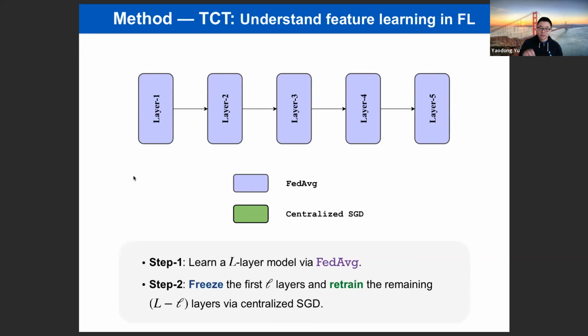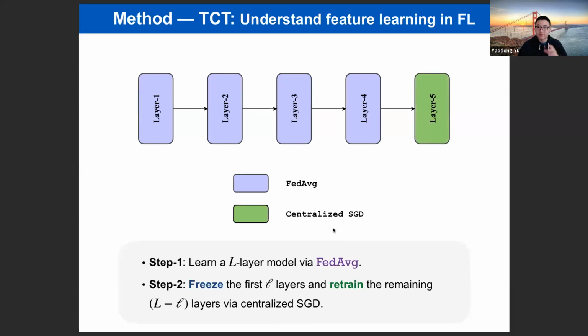In the next step, we freeze the first small l layers, keeping the parameters learned by federated averaging. Then we retrain the remaining later layers through centralized SGD. To clarify, these steps are not an actual federated learning algorithm, because it requires centralized SGD, or at least the number of communications is very large. We are just using this to evaluate the quality of the representations.